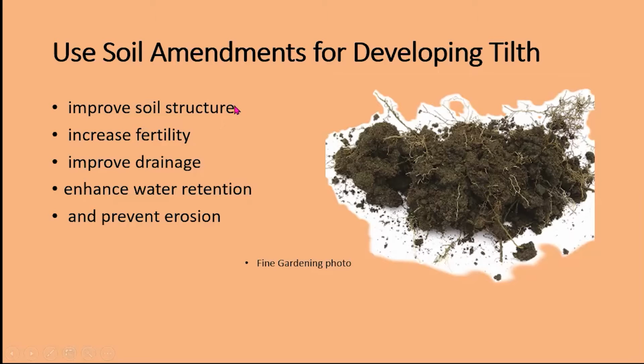So if we want to have our soil start to look like this, we would add some soil amendments because they will improve the soil structure, increase the fertility, improve the drainage, enhance water retention, and prevent erosion.